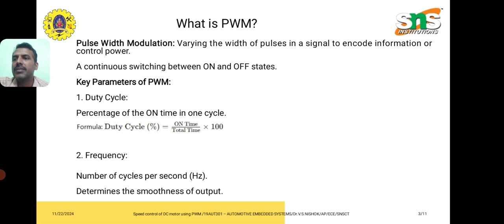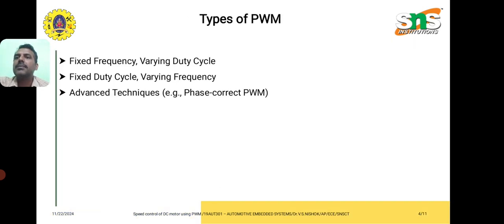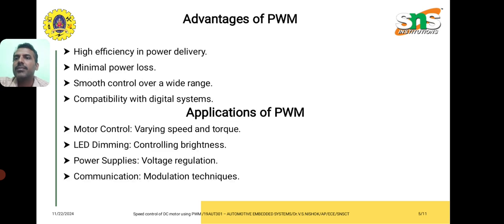Coming to the frequency, the number of cycles per second in hertz determines the smoothness of the output. If the frequency is high, the output will be smoother without any unwanted signals. And then types of PWM. Here we have three types, starting with fixed frequency varying duty cycle, fixed duty cycle varying frequency, and finally an advanced technique like phase correct PWM.